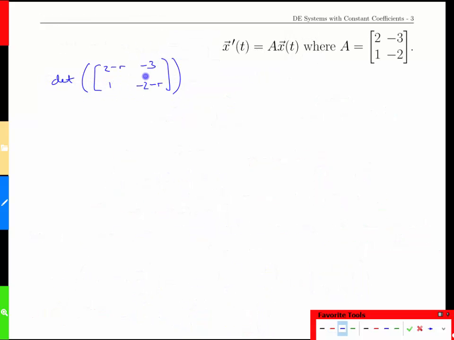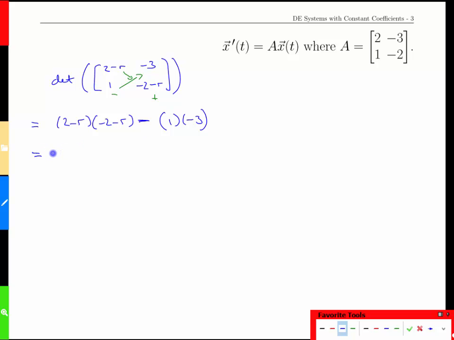Our next phase is to look at the determinant of this 2 by 2 matrix. And 2 by 2 matrices have a nice product rule diagonal element calculation to them. We take this diagonal and multiply it, and then we multiply this diagonal and subtract it. So this is literally equal to 2 minus r times negative 2 minus r, minus 1 times negative 3. Again, check out the reference sheet if you're not familiar with determinants.